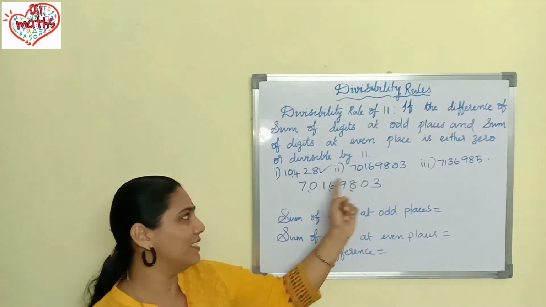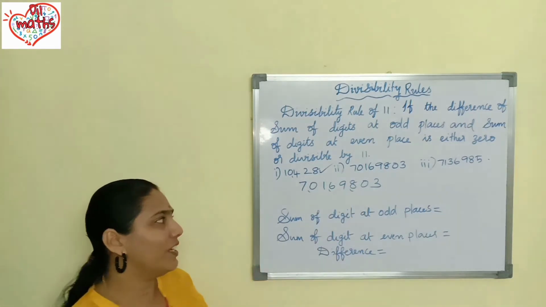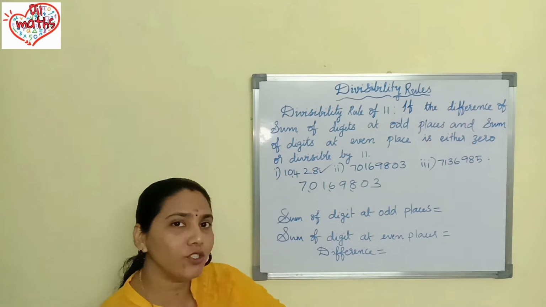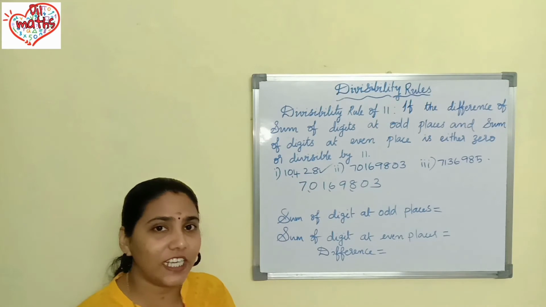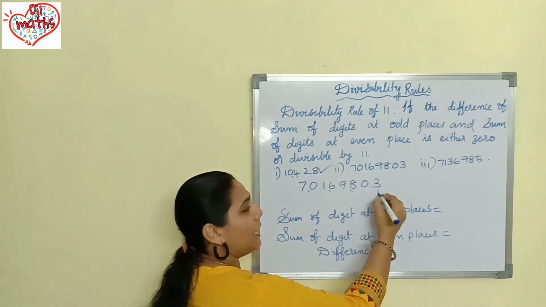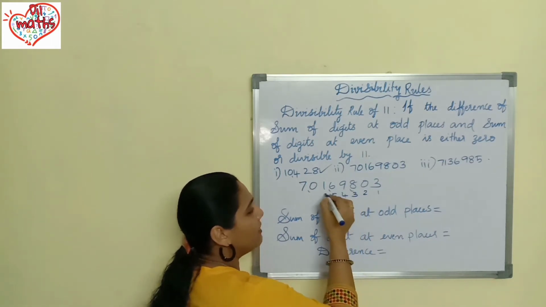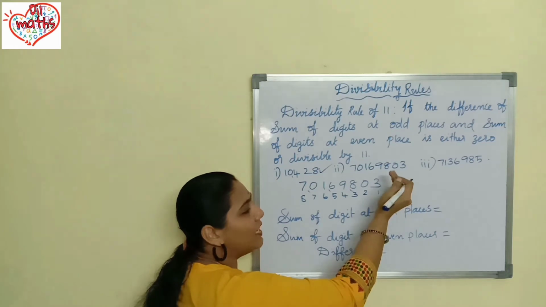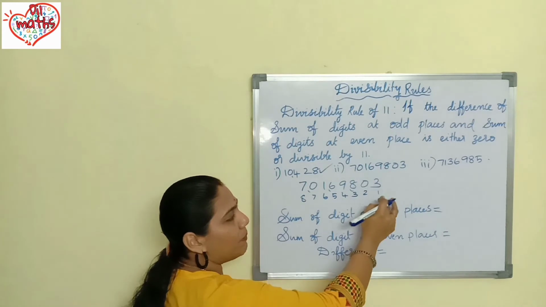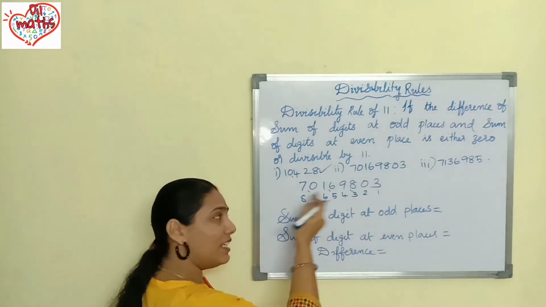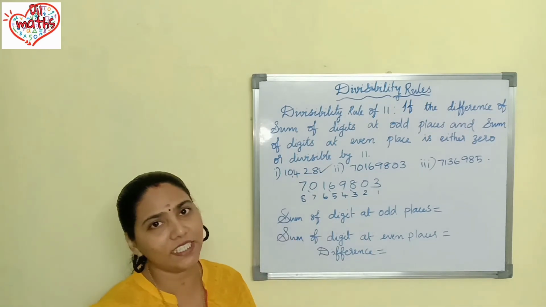The second question is 7 crores 1,69,803. We have to check whether it is divisible by 11. So what should we do first? We have to number the digits because we have to find the odd places and even places. We number them like this: 1, 2, 3, 4, 5, 6, 7, 8. We start from the right and go to the left. From the right, you number the first digit as 1, the second digit as 2, and so on. Why are we doing it like this? Because it will be easy to find the odd places and even places.